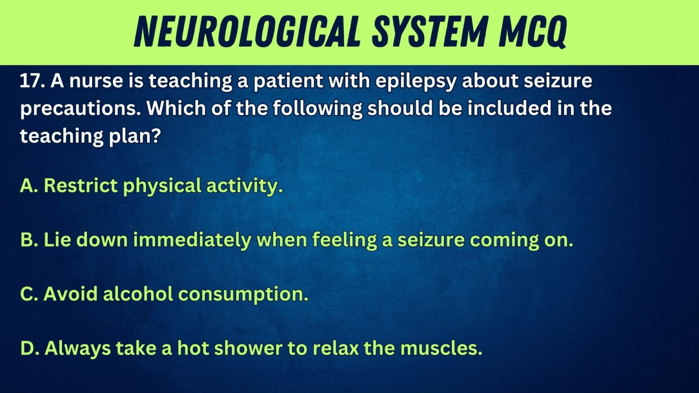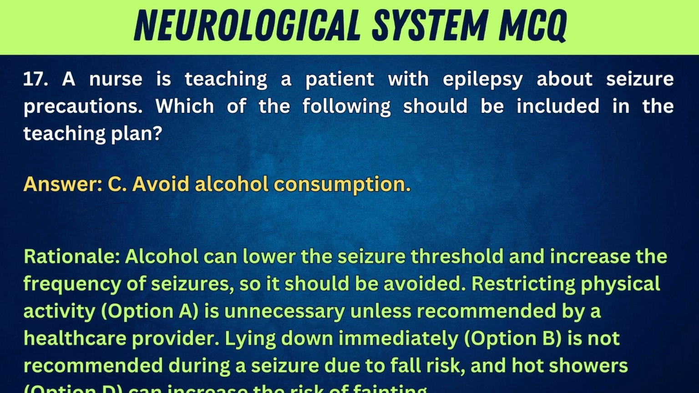17. A nurse is teaching a patient with epilepsy about seizure precautions. Which of the following should be included in the teaching plan? A. Restrict physical activity. B. Lie down immediately when feeling a seizure coming on. C. Avoid alcohol consumption. D. Always take a hot shower to relax the muscles. Answer. C. Avoid alcohol consumption.